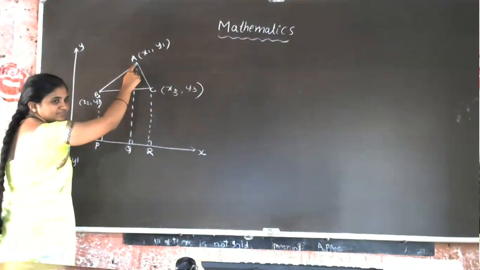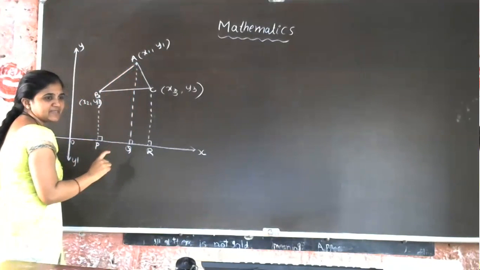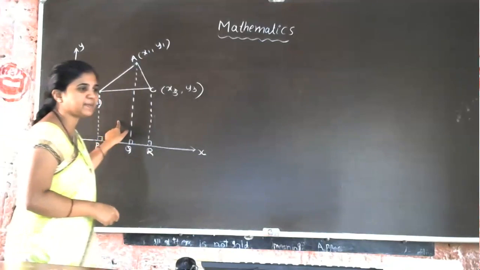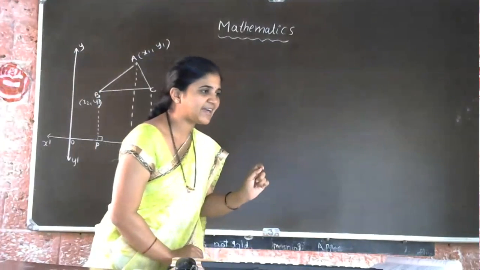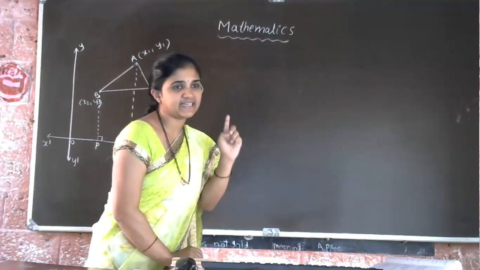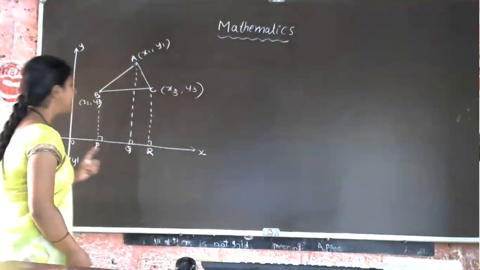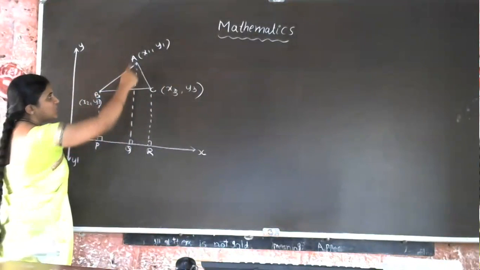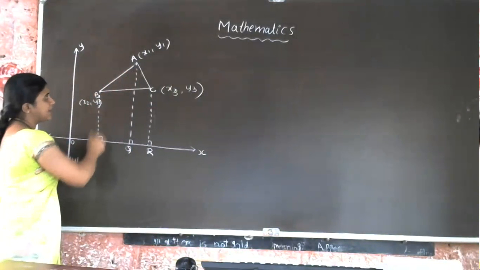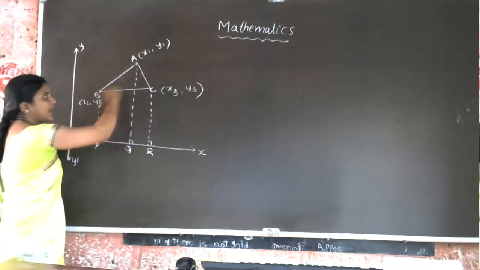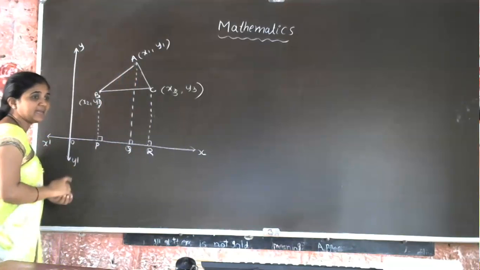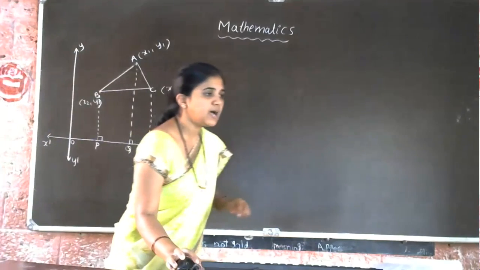BPQA. Anyone? Send me the message fast. Yes, trapezium. I got the answer. Why is it a trapezium? If in a quadrilateral one pair of opposite sides are parallel, then it is a trapezium, students. Can I say that this BPQA is a trapezium? Yes, of course. This is a trapezium because BP is parallel to AQ and BA is not parallel to PQ. One pair of opposite sides are parallel. So that's why this is a trapezium.